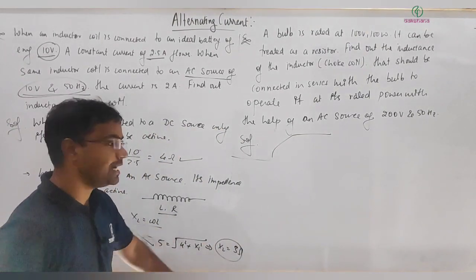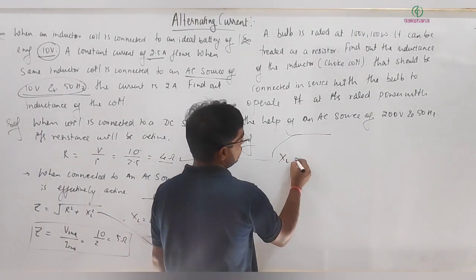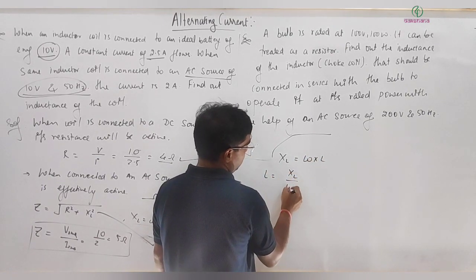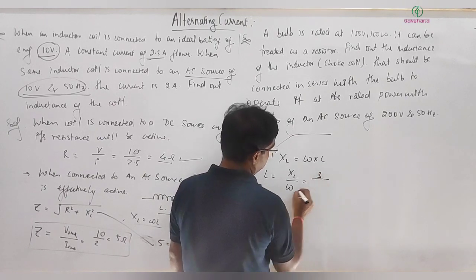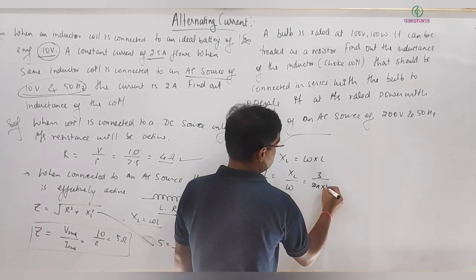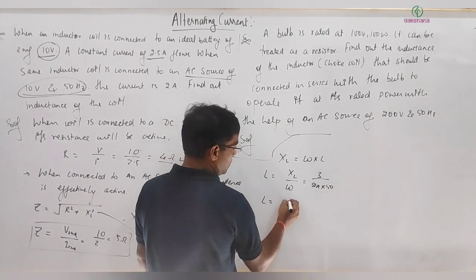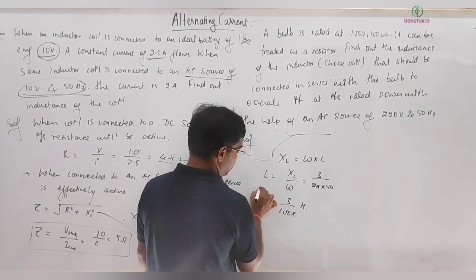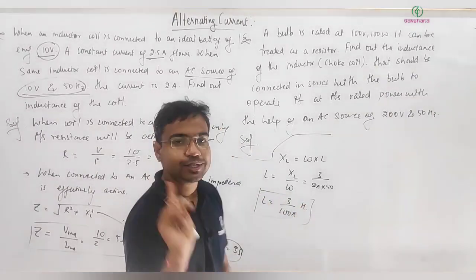Okay, so I got XL, and you already know XL is equal to omega multiplied by L. So L is equal to XL divided by omega, and that is 3 divided by omega, and omega is 2 pi F, which is how much? F is 50 hertz. So the inductance of the coil is 3 divided by 100 pi Henry. This is about this problem.